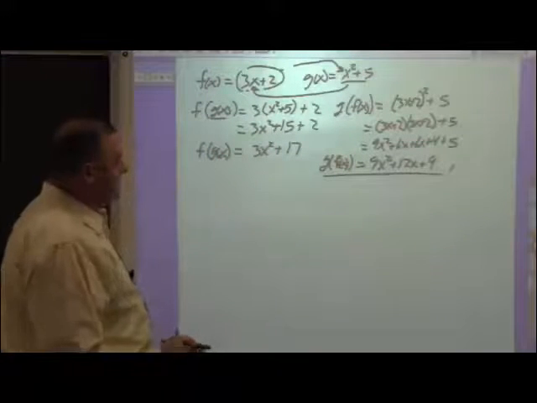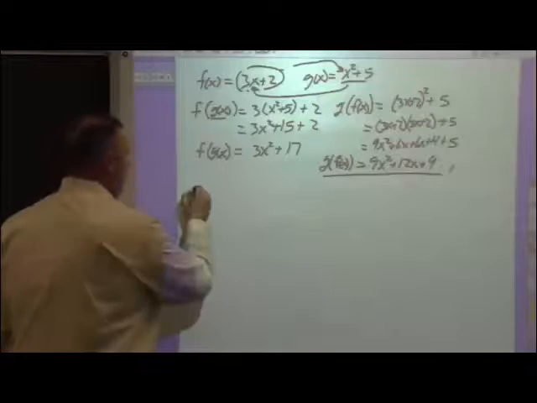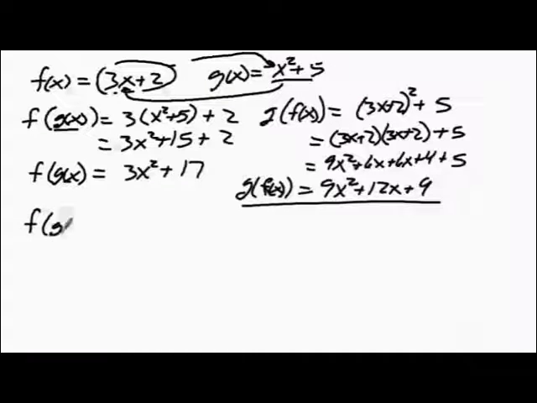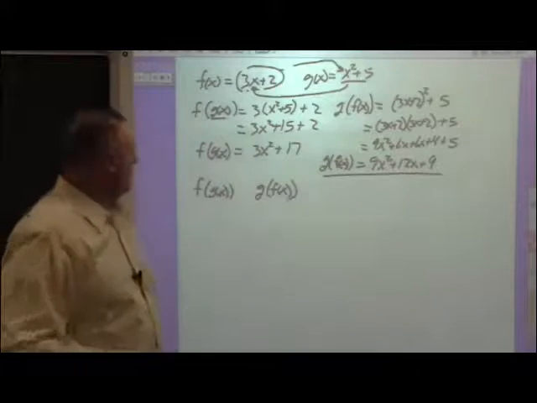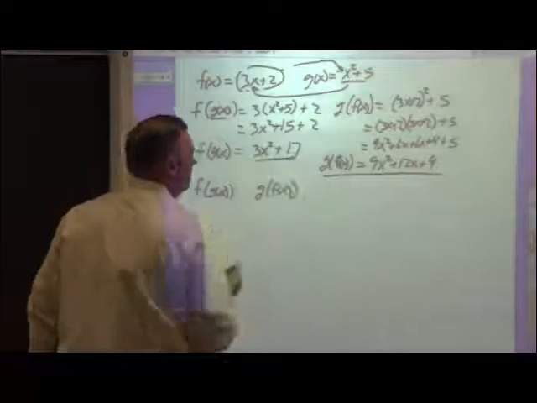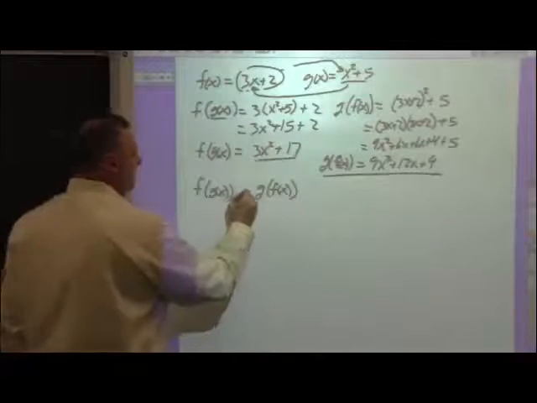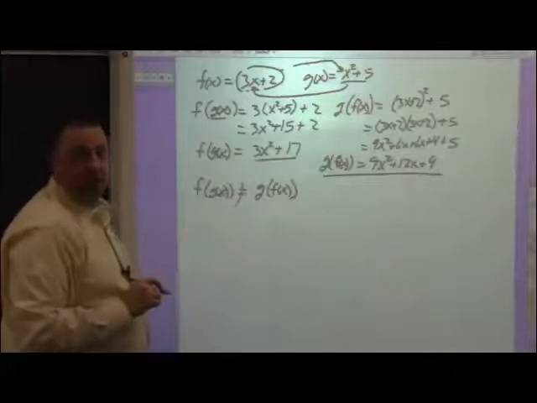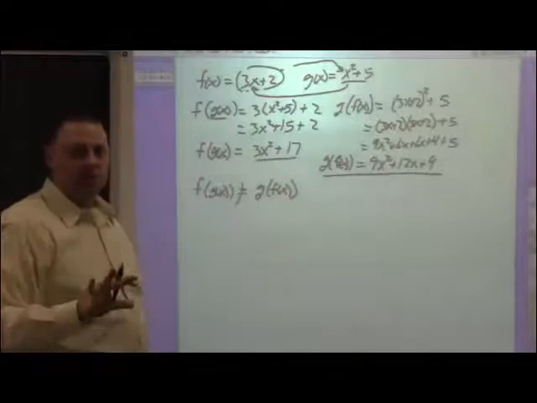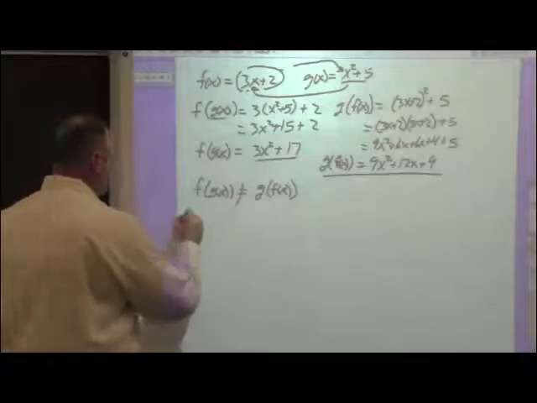What you're going to notice is a lot of times it looks like f composite g of x and g composite f of x. Some people get confused. They think it's multiplication. It's not. It's a composition. If you look at the two answers, are these equal? No. So this isn't multiplication. Now let's take a look at a real special situation.